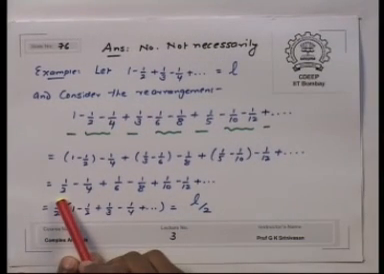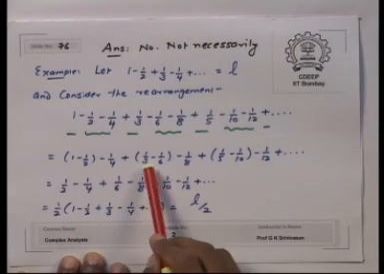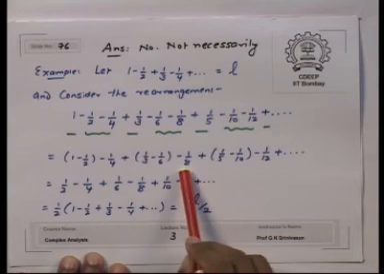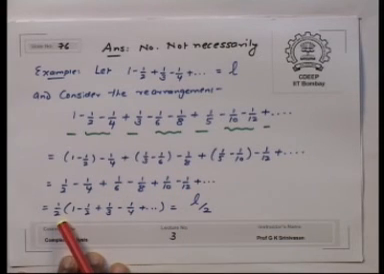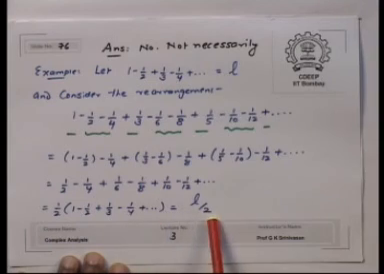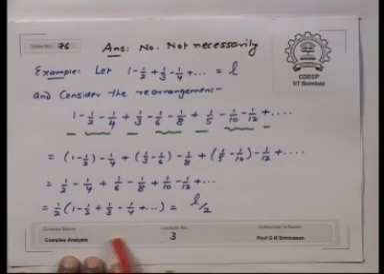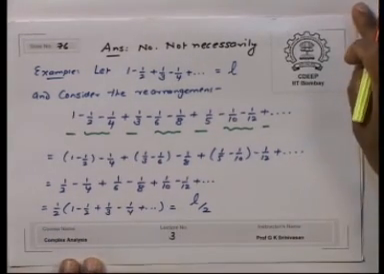1 minus half is half, minus 1/4, 1/3 minus 1/6 is 1/6, minus 1/8, etc. This is exactly half of 1 minus half plus 1/3 minus 1/4, etc., which is L by 2. The original thing was L. This rearrangement converges to L by 2.